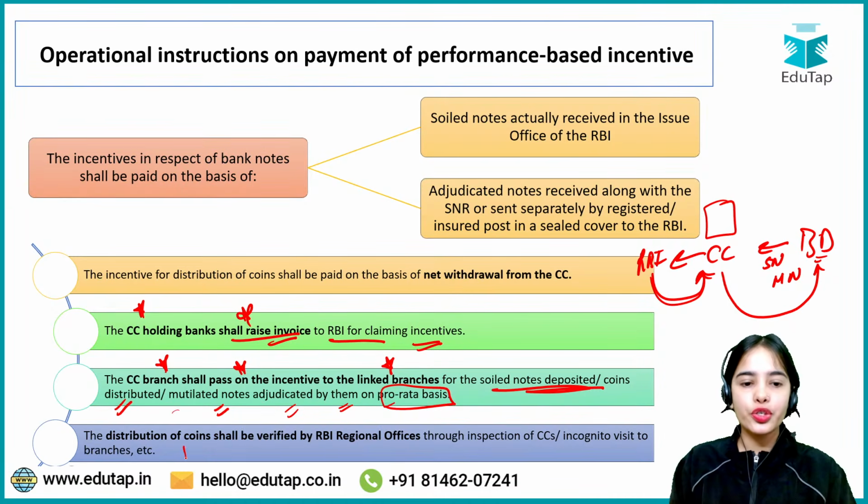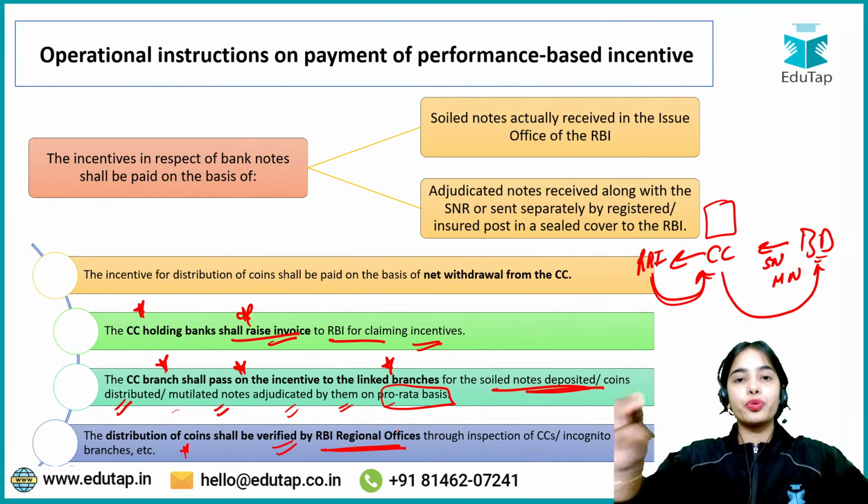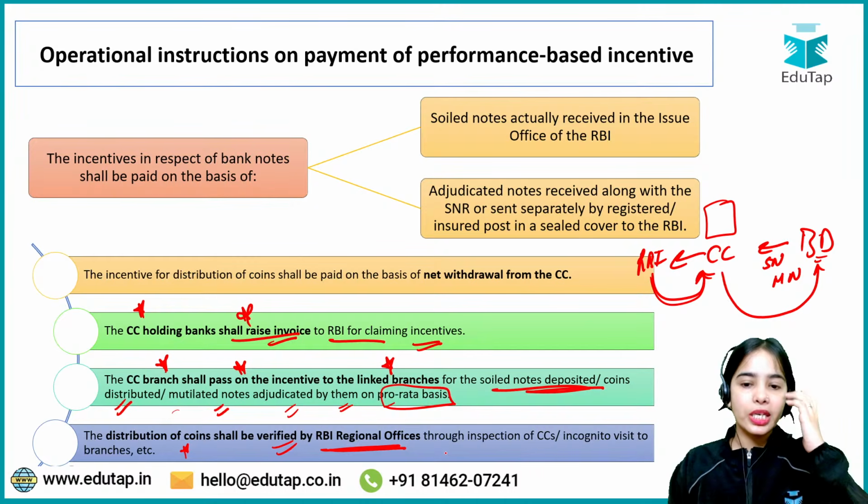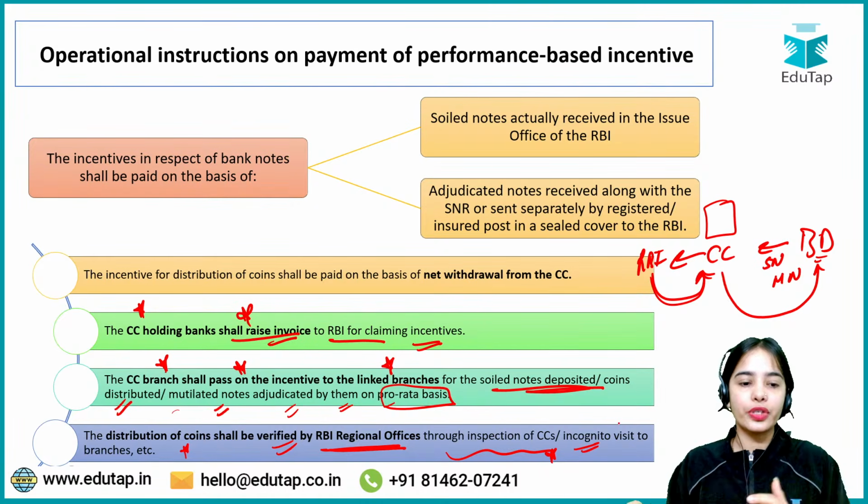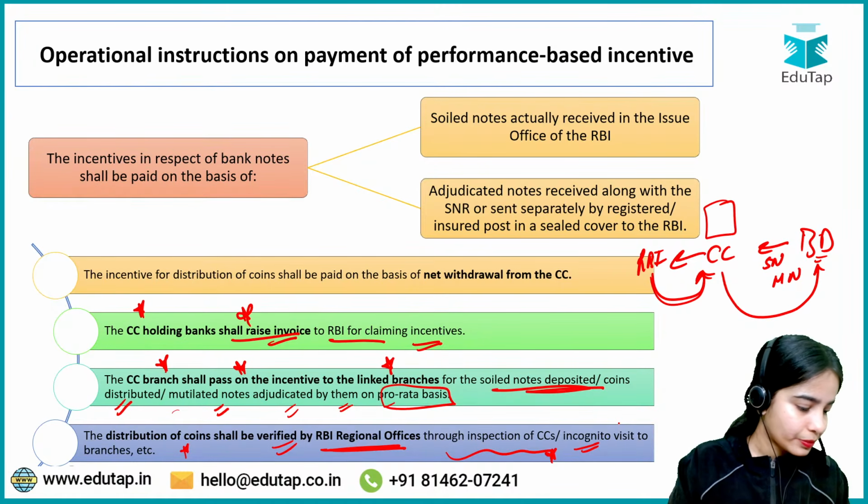Okay, the distribution of coins shall be verified by the RBI regional offices, to check whether the coins are actually distributed amongst the public or not, through inspection of the currency chest, incognito visits to branches, etc. Okay, so this is the basic idea. Any confusion?